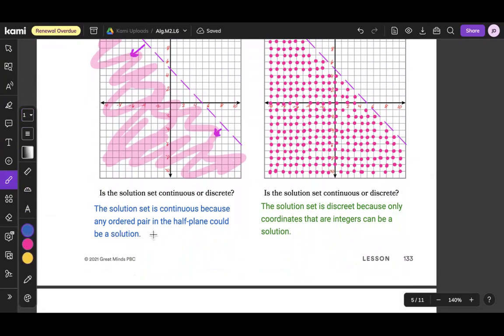So for number 10 here, the solution set would be the ordered pair x, y, such that x plus y is less than 5. And that's your entire solution set. Whereas on number 11, your solution set is x, y, such that x plus y is less than 5, and x and y are integers.